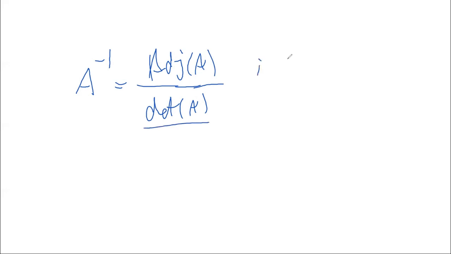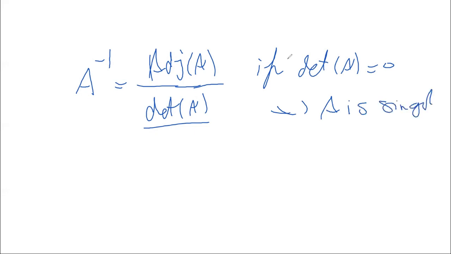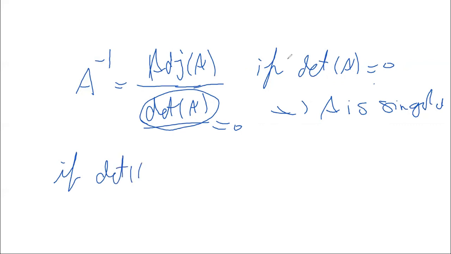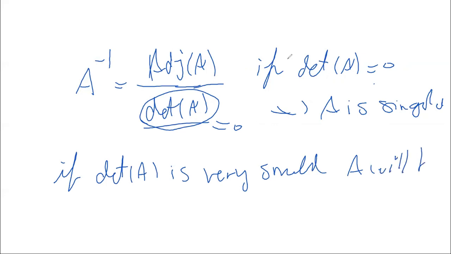So if the determinant of A is 0, then A is singular. Why is it singular? Well, because it will be 0 in the denominator, so you cannot have an inverse for A. It will be singular. However, if the determinant of A is very small, this A will be ill-conditioned.